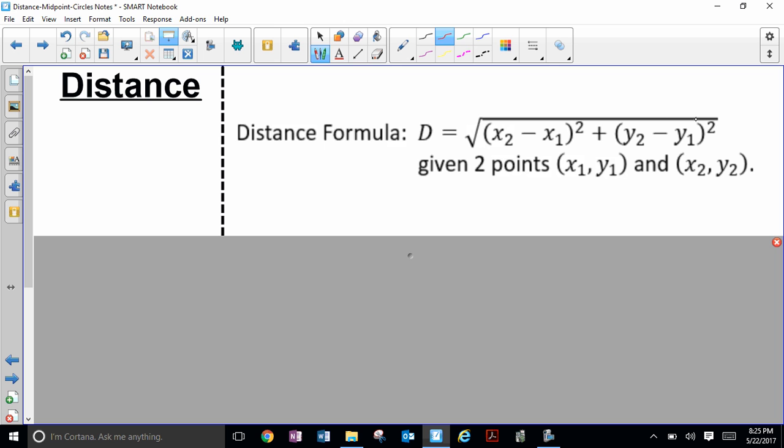The squares and the square root do not cancel because of this plus sign inside. So you can't just find these two numbers and add them together and then think that the squares cancel, because it doesn't.